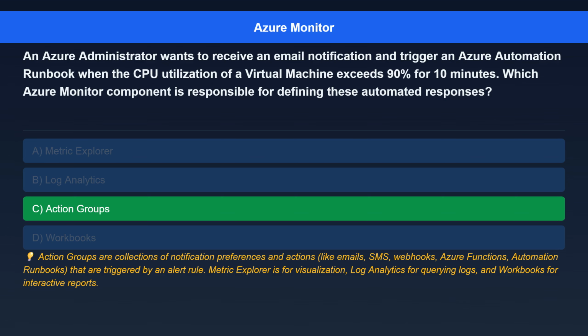The correct answer is Action Groups. Here's the explanation. Action Groups are collections of notification preferences and actions, like emails, SMS, webhooks, Azure Functions, Automation Runbooks, that are triggered by an alert rule. Metric Explorer is for visualization, Log Analytics for querying logs, and Workbooks for interactive reports.